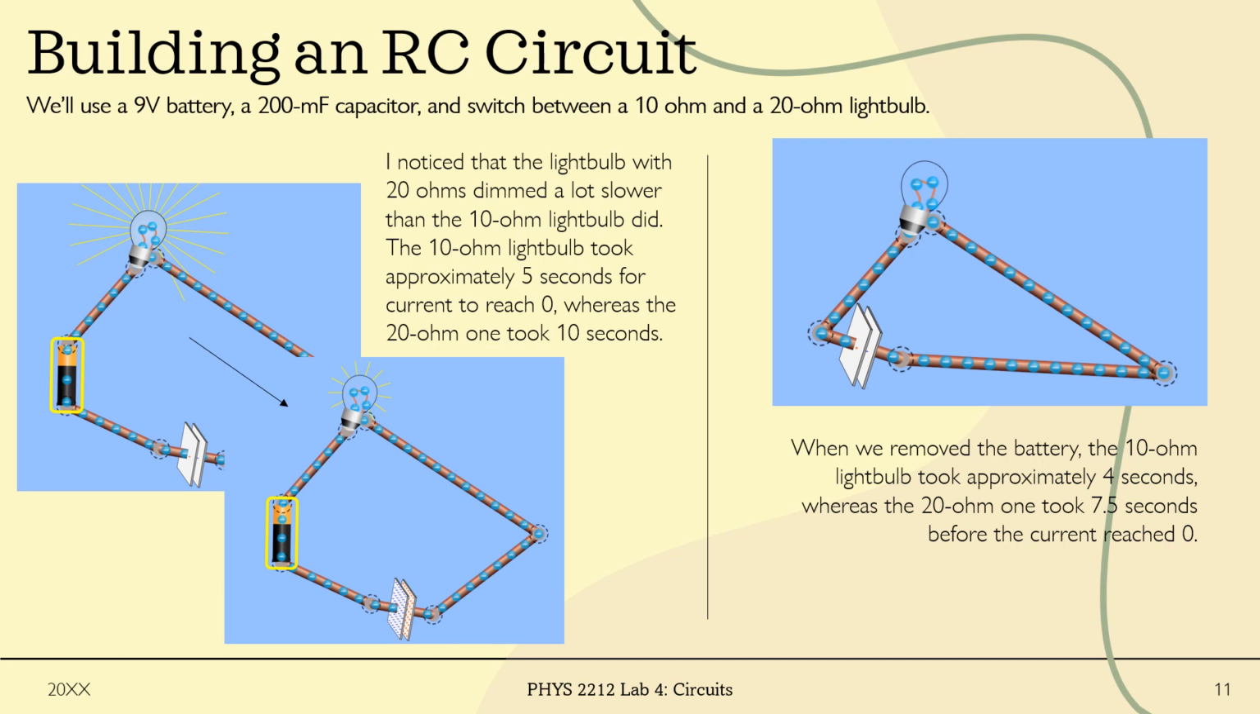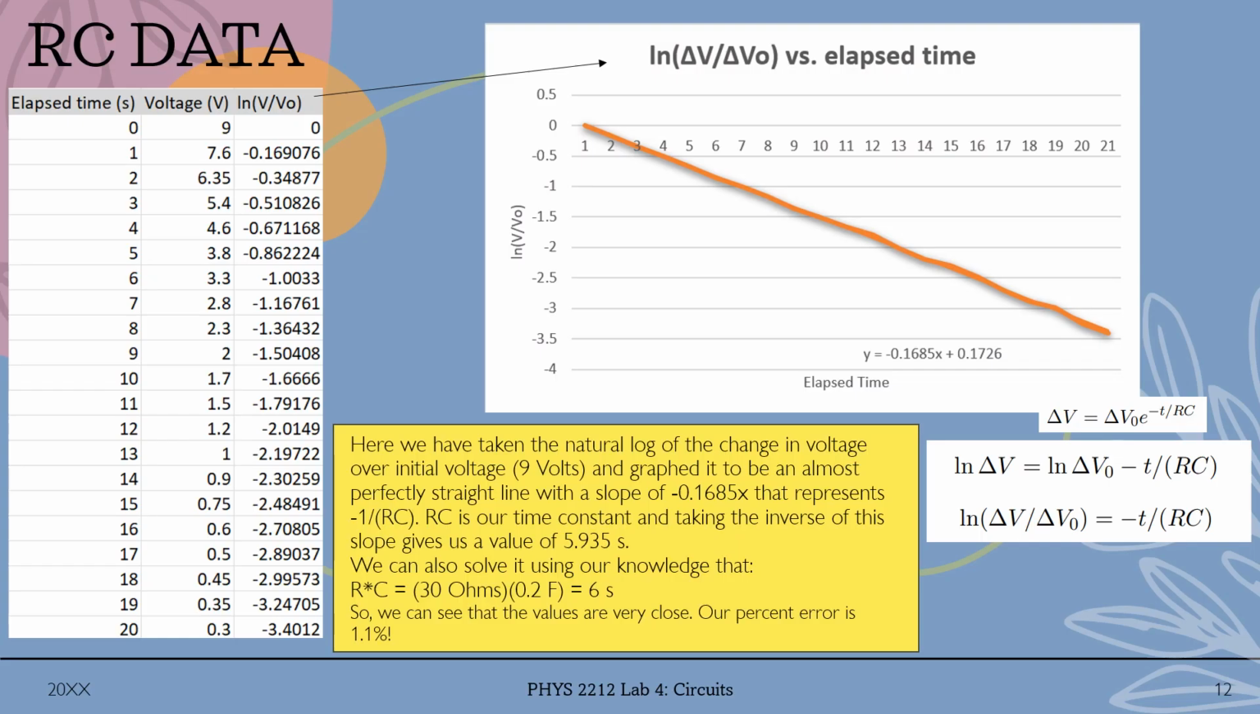switched between a 10 ohm and 20 ohm light bulb. And I found that the 20 ohm light bulb dimmed a lot slower than the 10 ohm one. And in the second part, we removed a battery, and I found that in general, the light bulbs dimmed a lot faster.